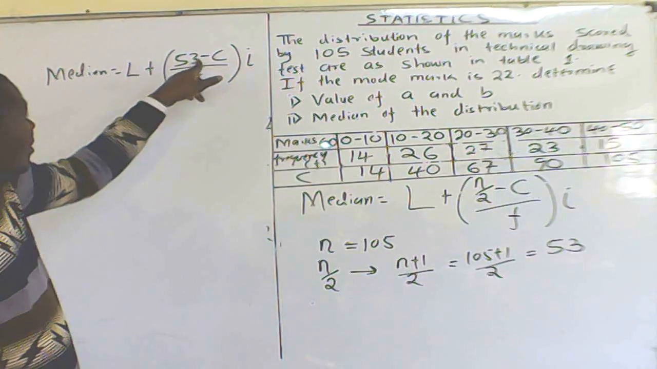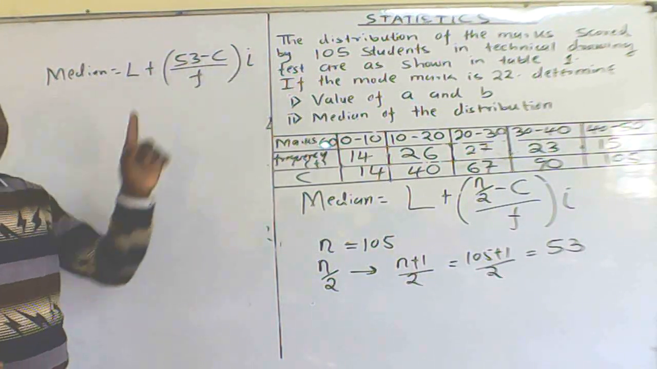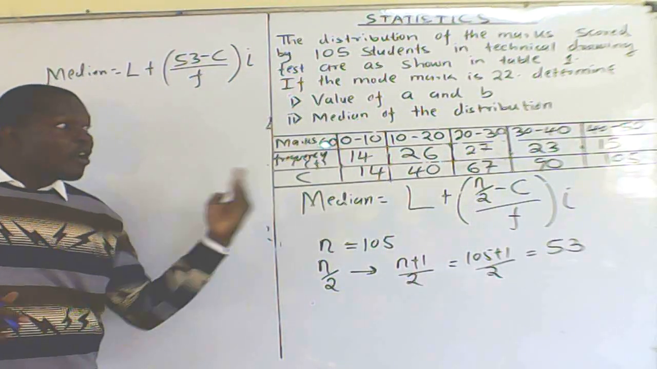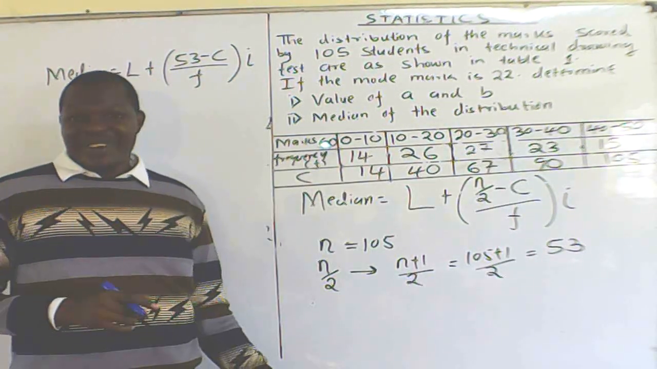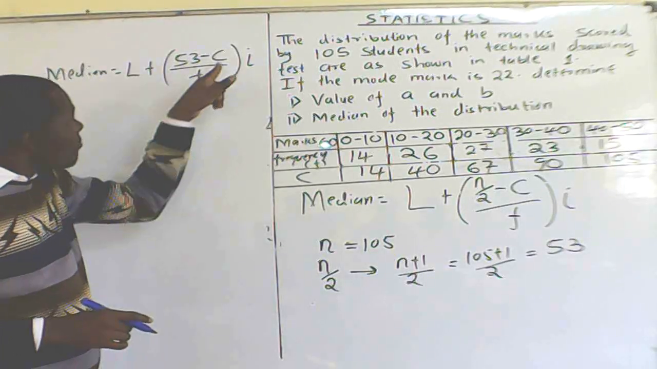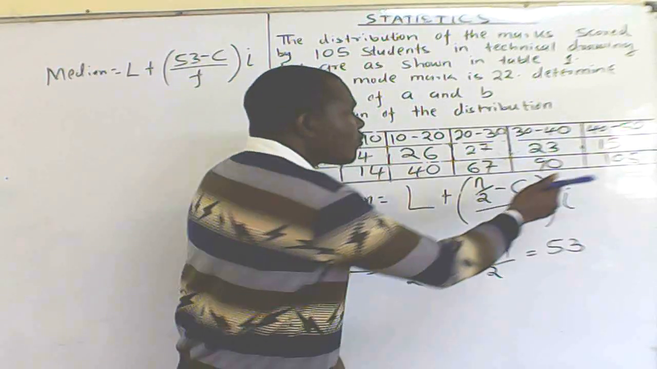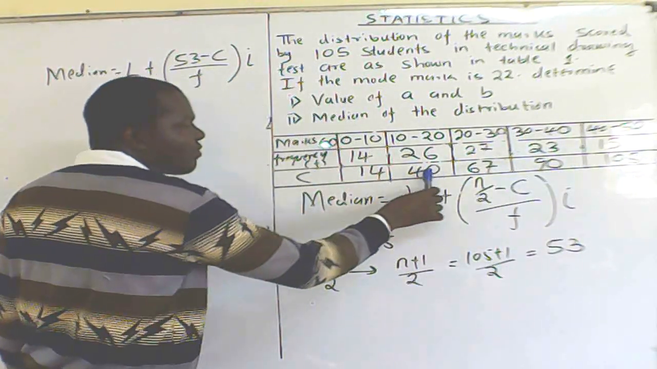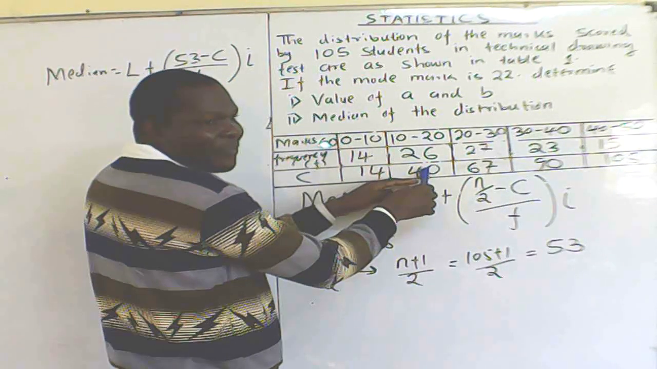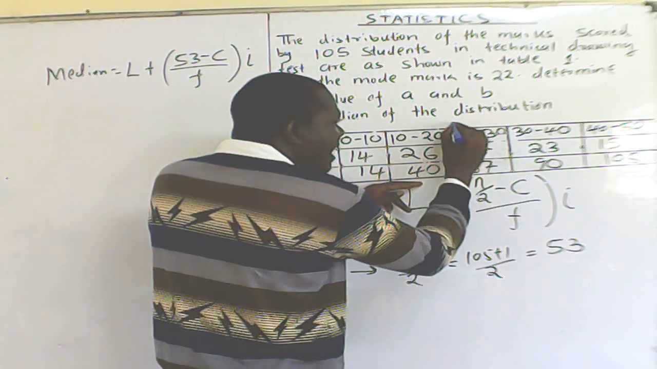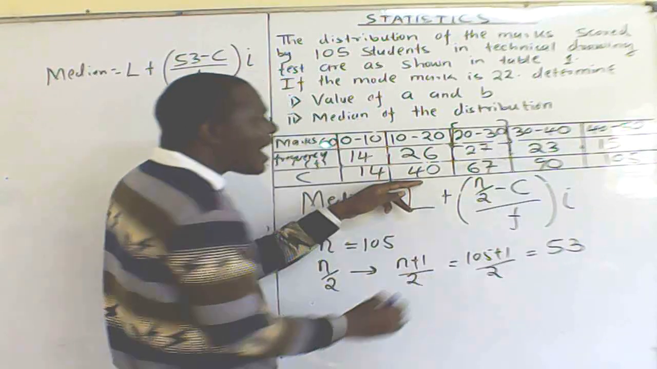Now, when you want to get the value of C, 53 minus C, C is the cumulative frequency of the class above the median class, and the class above the median class will be before it, if the table is moving that way, isn't it? So you move from the value which is less than 53. Which value of C is less than 53? C is 40. Yes. Meaning the class in front of it is the median class, isn't it?